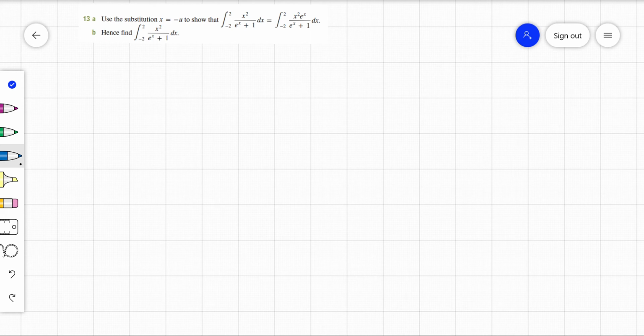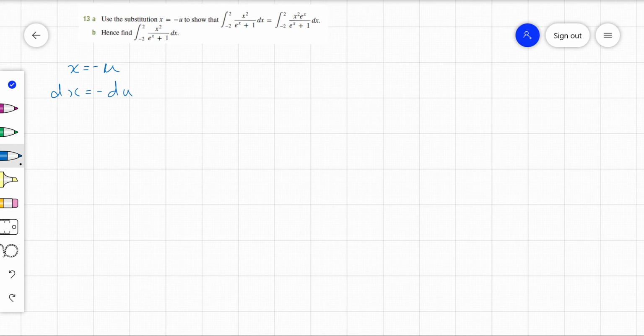Okay, so another weird but enjoyable substitution here. You'd think it wouldn't make much difference if we substitute x for negative u, but there is a reason behind this madness. So if we make x equal minus u, we differentiate, we get dx equals negative du. All right, let's look at the limits.